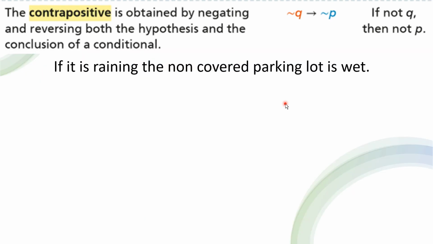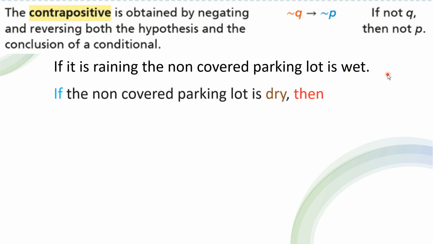So the contrapositive is obtained by negating and reversing. So flip and go from there. If it's raining, this is the original statement. If it's raining, there's the if. Then the non-covered parking lot is what? If the non-covered parking lot is dry, think say Walmart, then it is not raining.